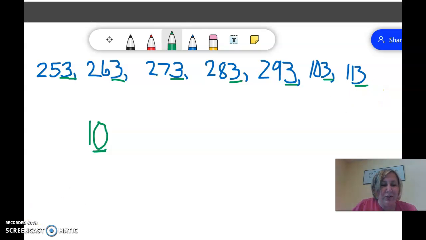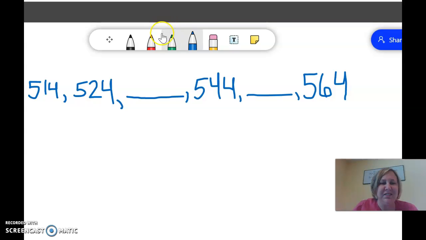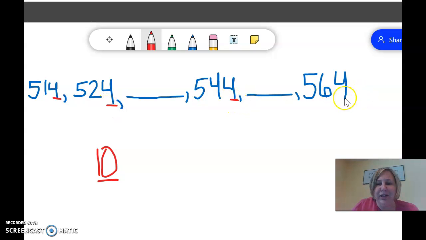Let's do one more. Okay, boys and girls, let's look at this. I have 514, 524. I've got to fill in that blank, 544, 564. Remember, when we're skip counting by tens, we said that the number in the ones, because there's only 1 zero, is not going to change. So I know that this number is going to end with a 4. Let's look at this.